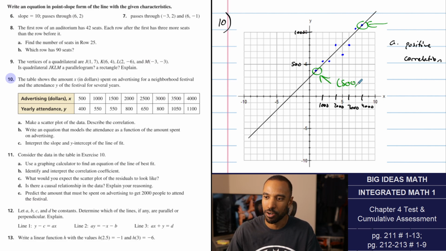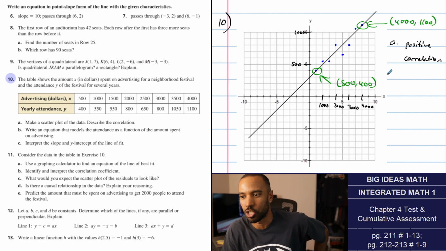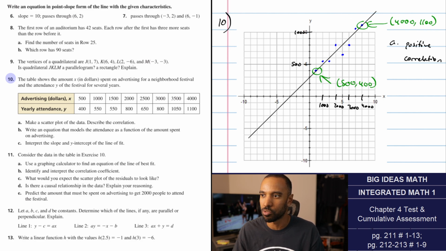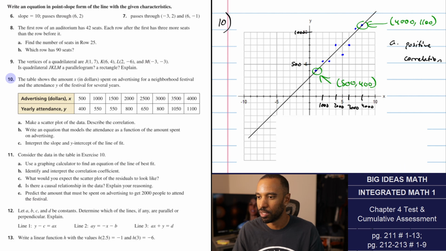That's 500 comma 400, okay? And that one was what? 4,000 comma 1,100. Let's use those, right? That's a good trend line there. So for this one, we have to come up with an equation for that. So we use those points. We can use the point slope form, slope intercept form, whatever. Let's do it right here.